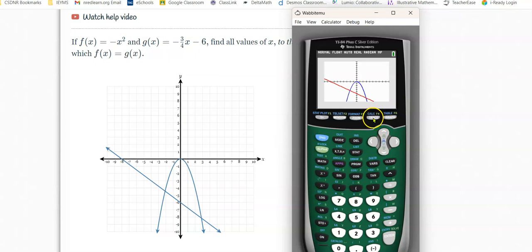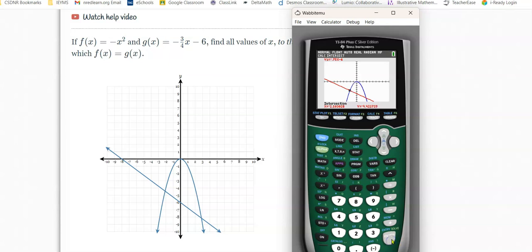Okay. Now we're going to calculate, see that word calc right here? We're going to calculate the intersection. We're going to press second trace. We're going to choose number 5. Now, because there are two intersections, we're going to have to do this twice. So this is my first curve, so I'm going to press enter. This is my second curve, I'm going to press enter again.